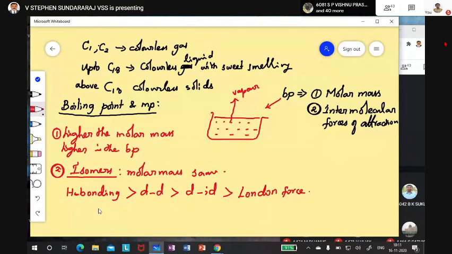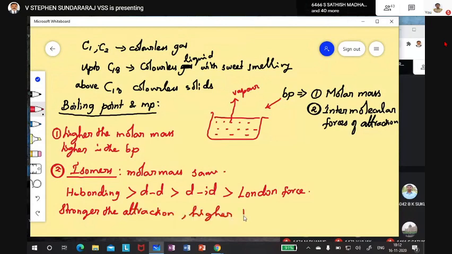If one species has hydrogen bonding and another has only dipole attraction, then definitely hydrogen bonding will have more attraction, where you need to separate the molecules by spending a lot of heat energy, so the boiling point will be higher. So the concept is: stronger the attraction, higher will be the boiling point. So remember these two points.